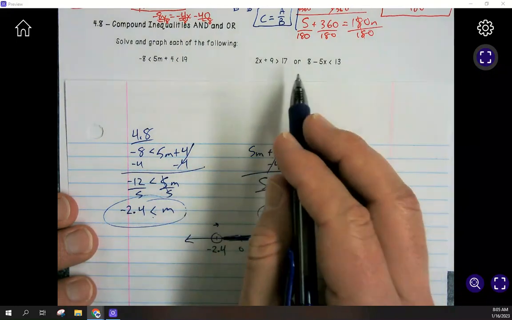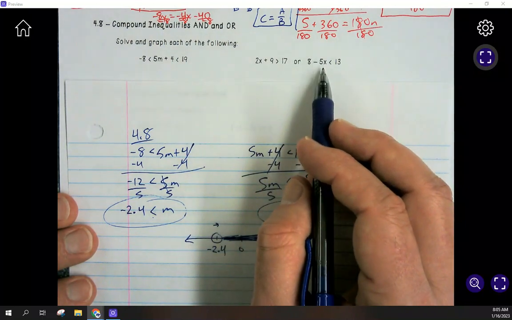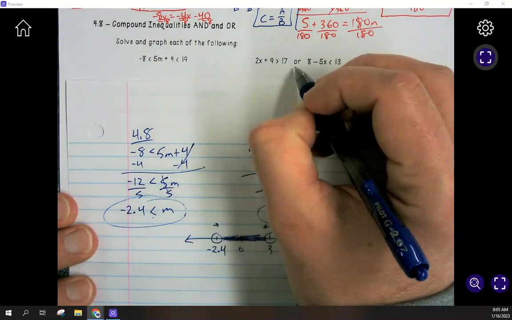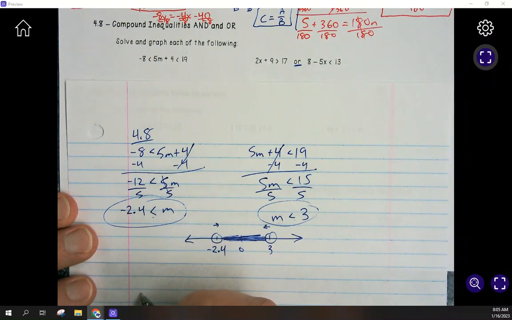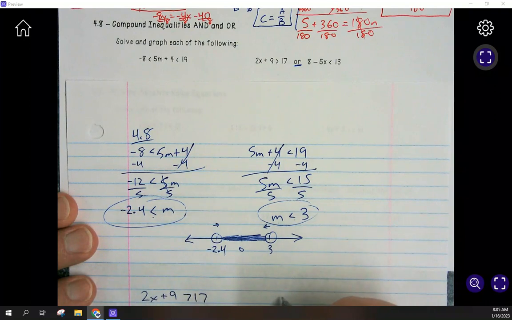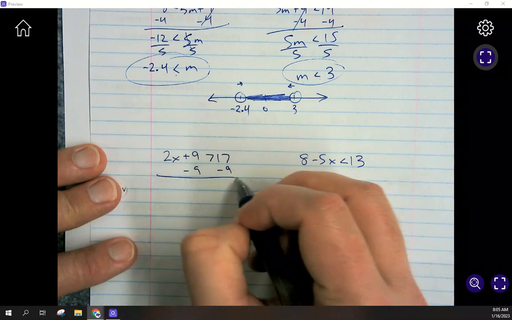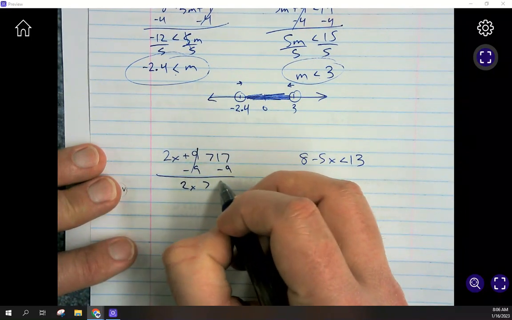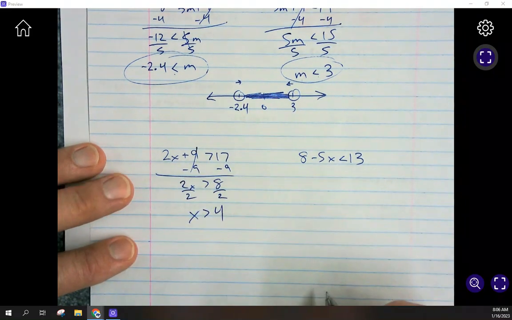Okay, now this one is an or statement. It can be either one. So it can be true for this or true for this. It doesn't have to be true for both. That's what we're talking about when we have the or. All right, so this one, it's already split up. We're going to solve it as two separate. Okay, real quick solve. Minus 9. So 2x is greater than 8. No flipping. X is greater than 4.